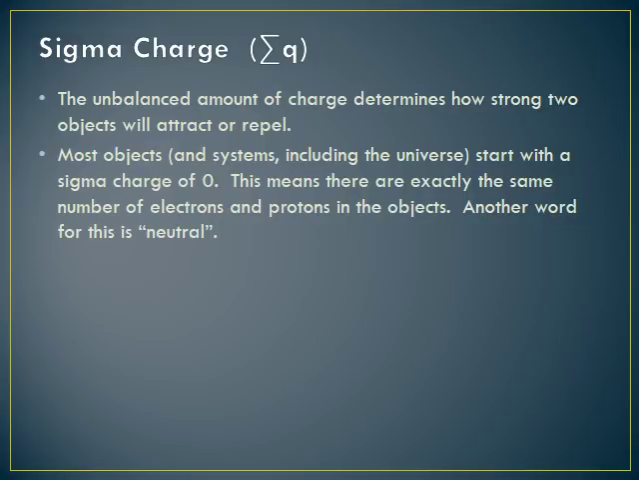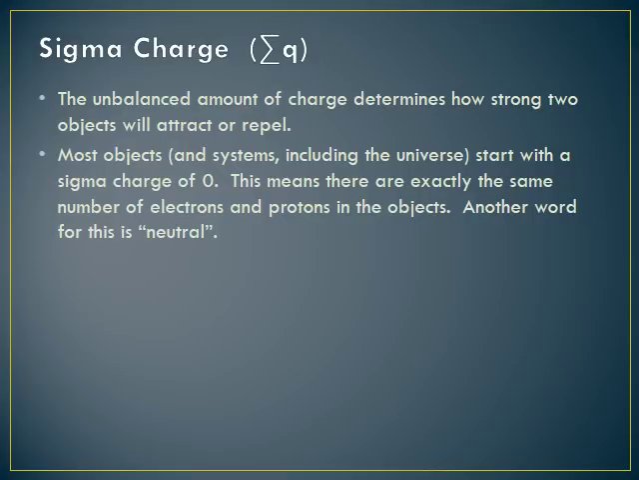Now, it turns out that most objects and most systems have a sigma charge of 0. What this means is there's exactly the same number of electrons and protons in the object. So every -1 electron is canceled out by a +1 proton, which gives us a sigma charge of 0. So every ball, every car, you, this table, they don't have any sigma charge usually because we have the same number of each of those subatomic particles.